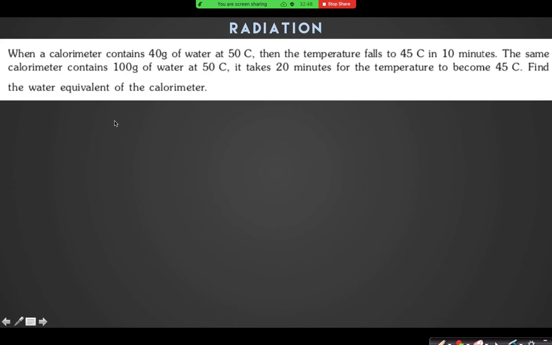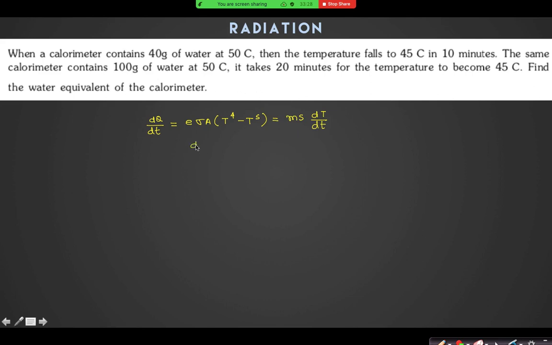Here I do not use the same constant. Why can I not use the same constant in the average value? The reason is, if you remember the constant, or if you do not remember, don't worry, you can just write this equation: net dQ by dt is equal to E sigma A into T power 4 minus Ts power 4. That was the equation, which is equal to ms into dT by dt. This equation you should remember, right?